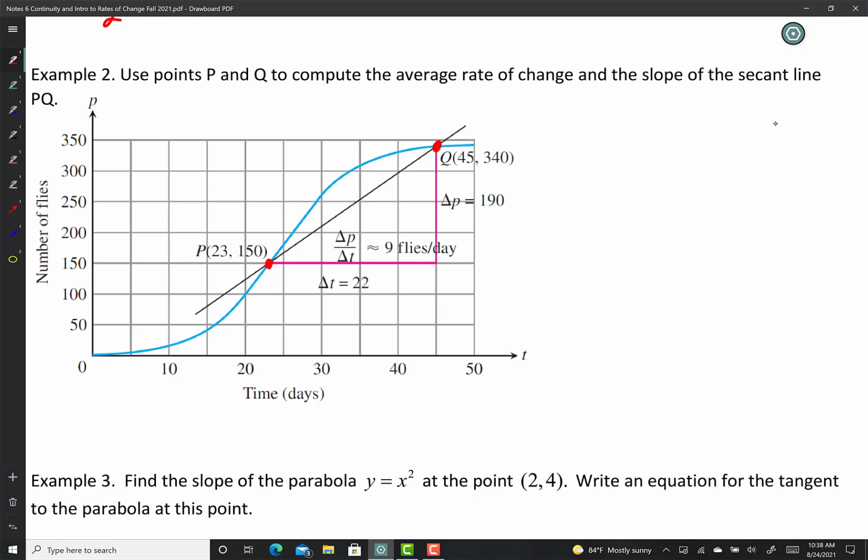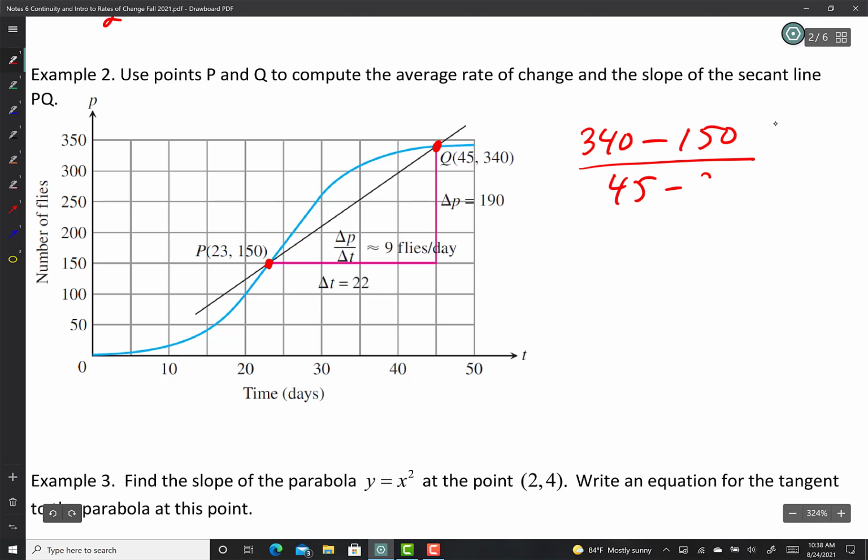So at point Q, it's 45, 340. So that's what I'm going to do. I'm going to go 340 minus 150 divided by 45 minus 23. Now I know they tell me that it's approximately 9 flies per day. I'm going to go ahead and get the actual number in decimal. And let's do 3 digits after the decimal. So I'm going to take my little calculator.